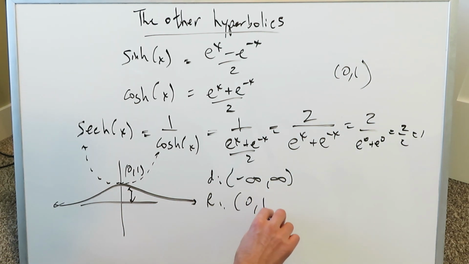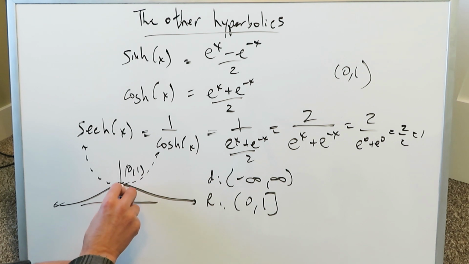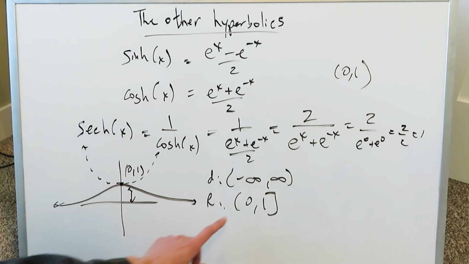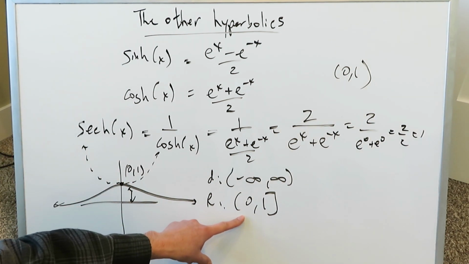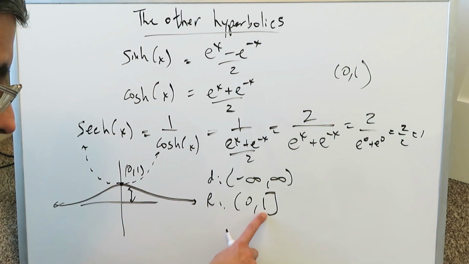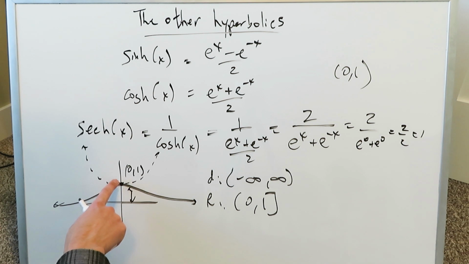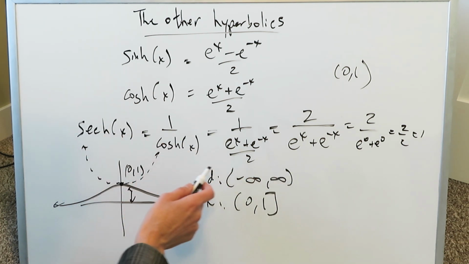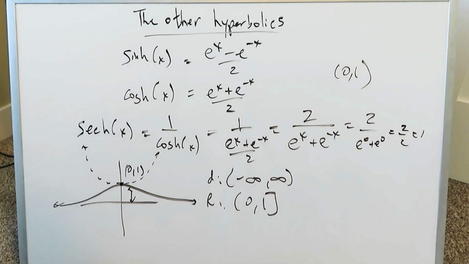It's going to be 0 up to 1, but 1 is included because this goes through (0, 1). You see 0 is not included because y equals 0 is a horizontal asymptote, but 1 is included because it falls on the curve. If you put 0 in this function, hyperbolic secant, you'll get an output of 1, the point (0, 1). And that is the relevant information you need to know about this.